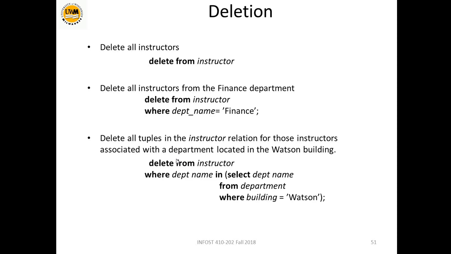Or if we want to delete all the tuples in the instructor relation for those instructors associated with the department located in the Watson building, we'll say delete from instructor where department name in, select department name from department where building equals Watson. So it will select all the department names in the Watson building, and then it will delete from instructor the tuples whose department name is in the Watson building.